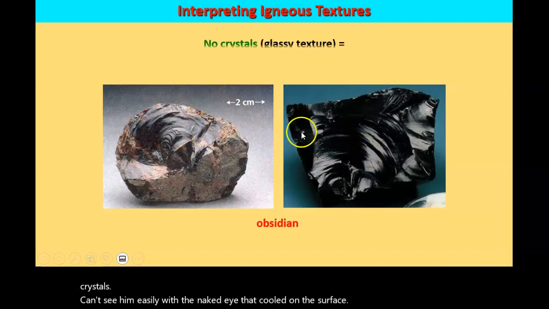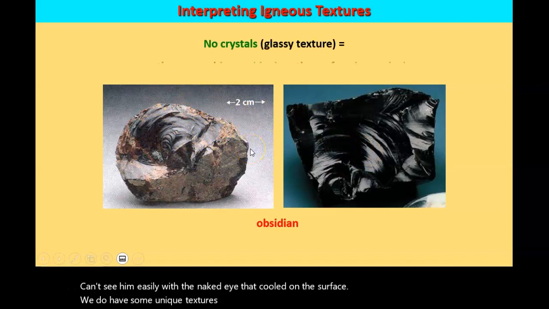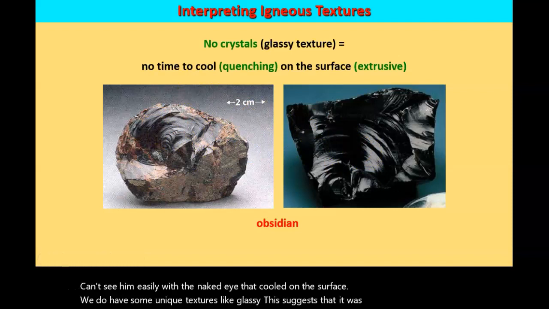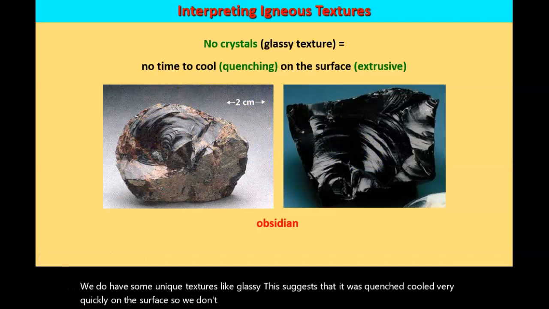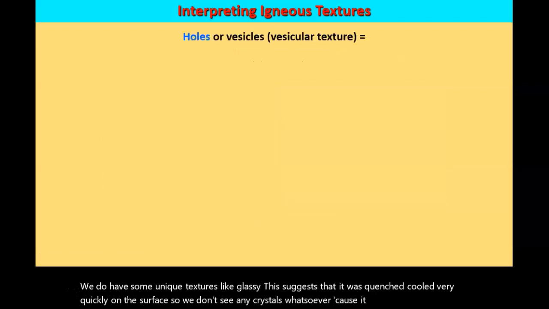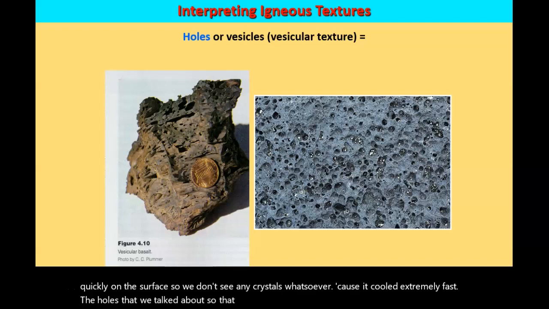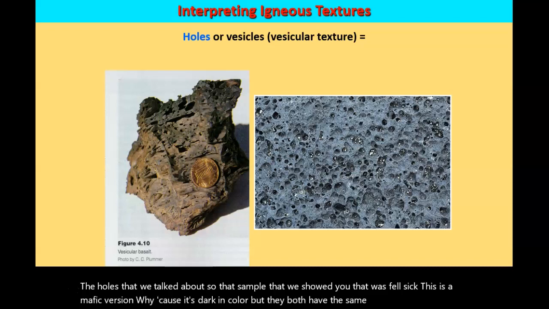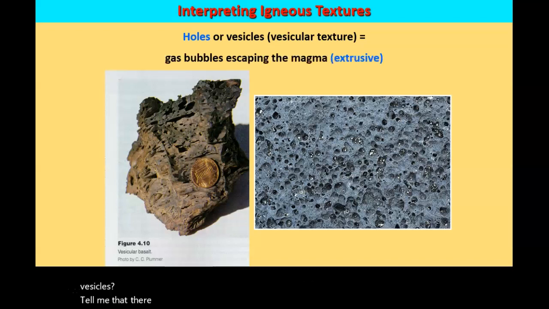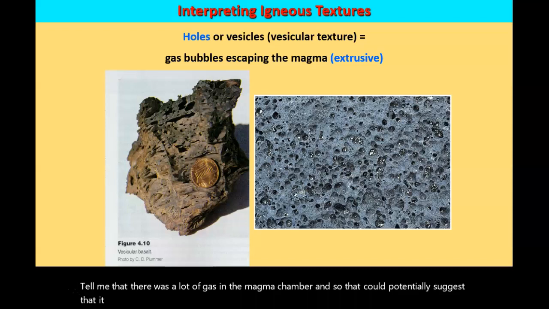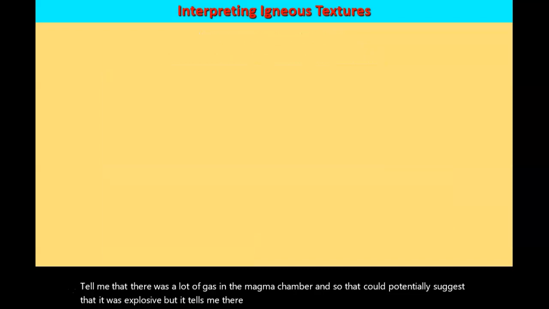We do have some unique textures like glassy. This suggests that it was quenched, cooled very quickly on the surface, so we don't see any crystals whatsoever because it cooled extremely fast. The holes that we talked about, so that sample that we showed you that was felsic, this is a mafic version. Why? Because it's dark in color. But they both have the same texture. So holes, or vesicles, tell me that there was a lot of gas in the magma chamber, and so that could potentially suggest that it was explosive, but it tells me there was lots of gas in there.